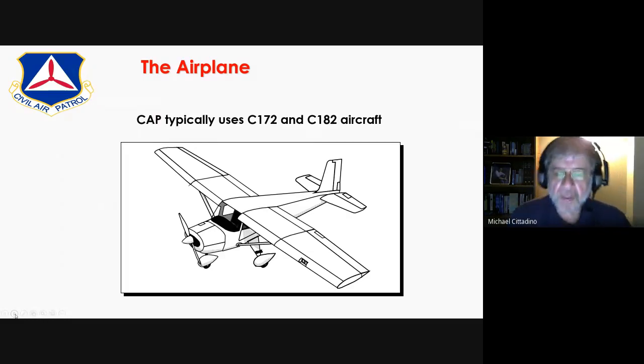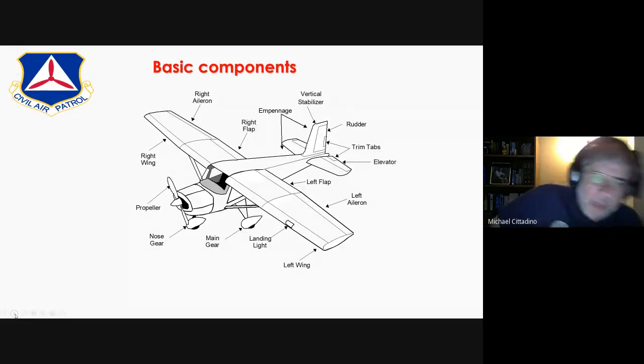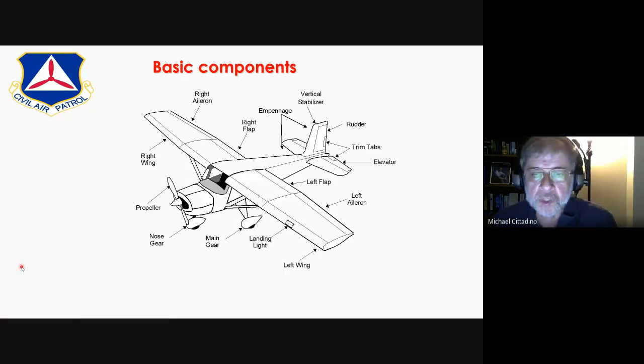So CAP is principally fleeted with Cessna 172s and 182s. They're high-wing, single-engine, fixed-landing gear aircraft with a configuration that's basically the same as the configuration on the slide. So here we've got an overview of the structure of a typical CAP aircraft.